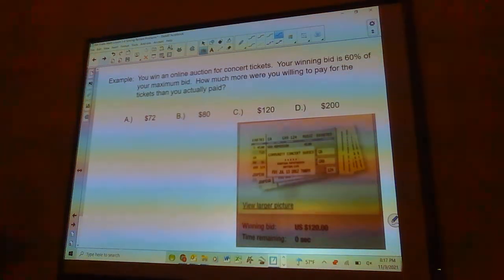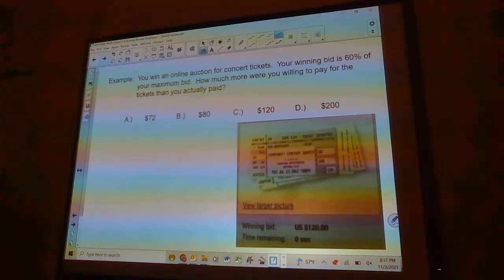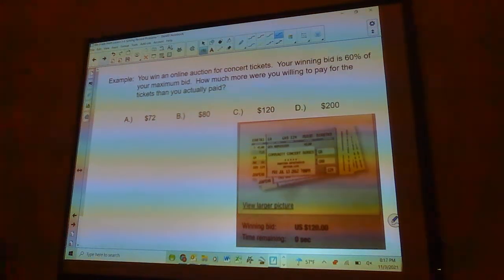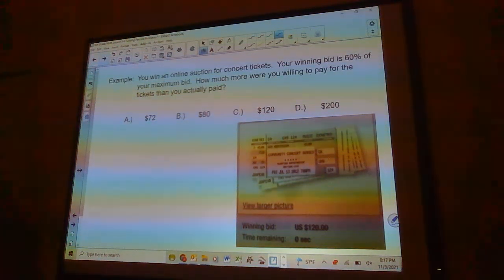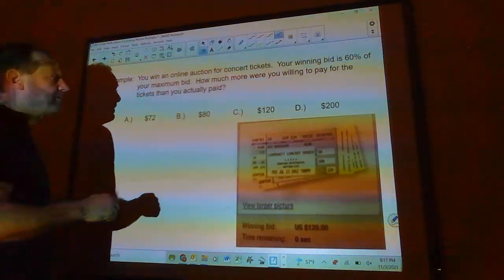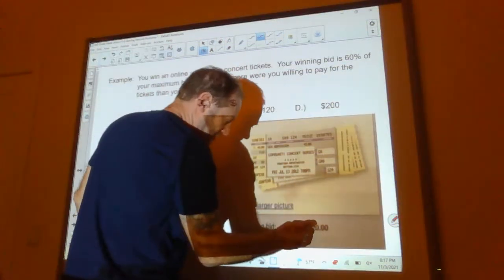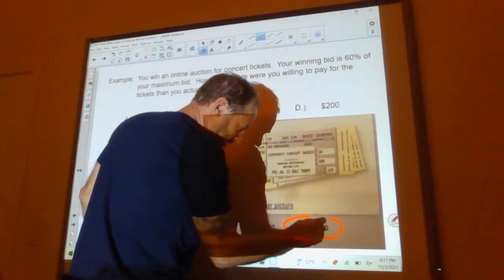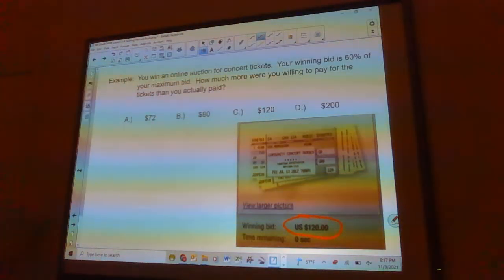Okay, you win an online auction for concert tickets. Your winning bid is 60% of your maximum bid. How much more were you willing to pay for the tickets than you actually paid? Okay, so you got to look at the picture again. This is an important piece of information right there. The winning bid was $120. So you spent $120 on these tickets. That was 60% of what you thought you might spend.